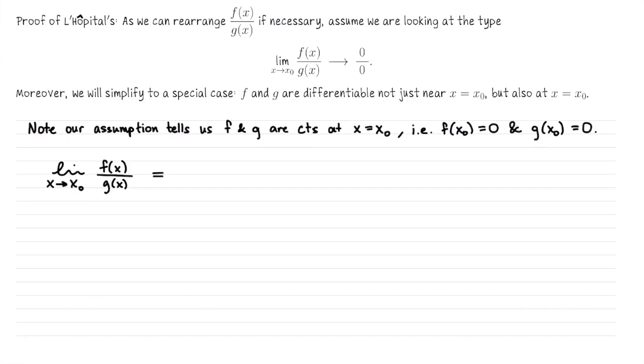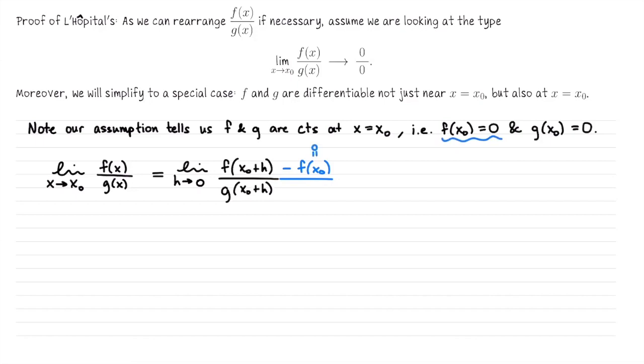One thing I'm going to do is realize that if x is approaching x naught, then x must be x naught plus a little perturbation factor that we can call h. So this limit is equivalent to the limit as h goes to 0 of f of x naught plus h, rather than x, all over g of x naught plus h. And now what we're going to do is take the numerator, and I'm going to take f of x naught plus h and subtract off f of x naught because we're assuming that that is 0.